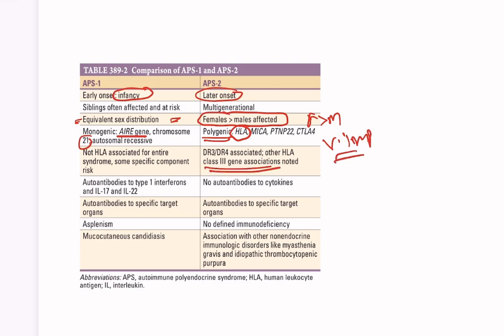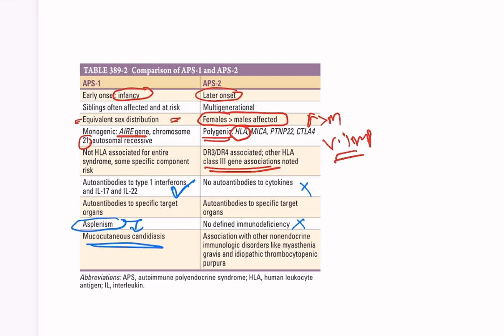The next important point is presence of antibodies. There are no antibodies present in APS2 while antibodies are seen in APS1. The next point is asplenism. In APS1, we can see asplenism due to which they are prone to mucocutaneous candidiasis, while there is no asplenism in APS2 and there are no features of any immunodeficiency.